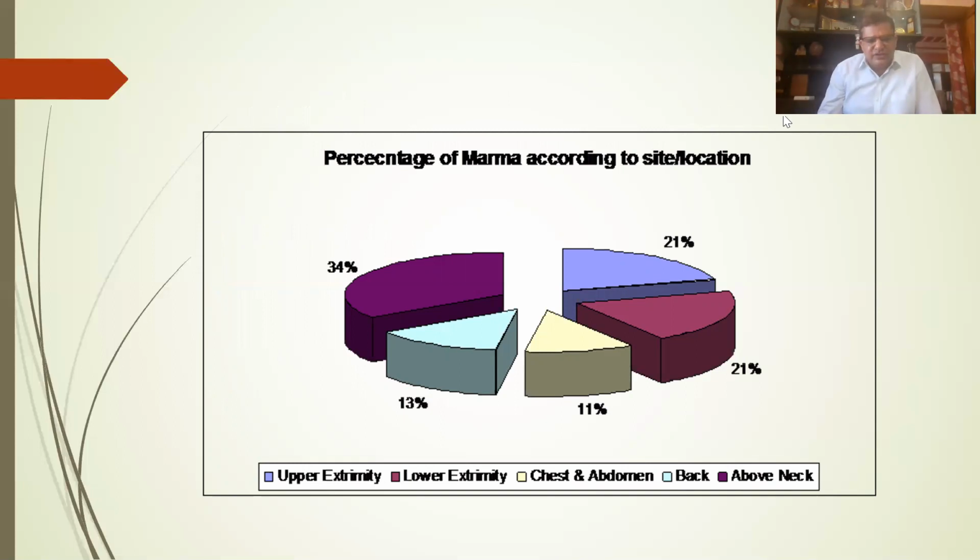In this slide, you can see that 34% is the Marma points of the upper extremity, while the maximum percentage is of the lower extremity Marma points, while chest and abdomen is 11%, back is 13%, and above the neck is 21%. This is the percentage-wise classification of Marma points.